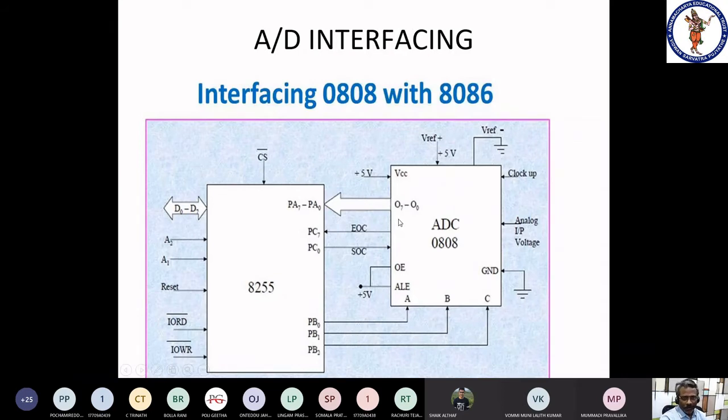Next, another one is analog to digital interfacing techniques. Analog to digital interfacing. Anyone can tell me what are the analog quantities? What are the analog quantities?